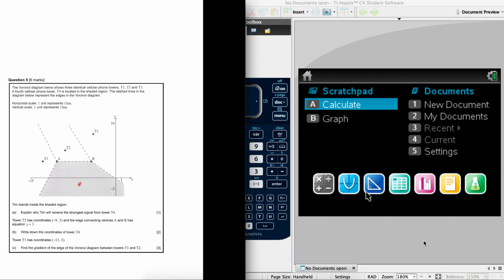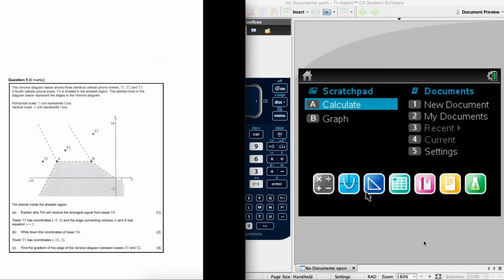Okay, so tower 4, we're told, is somewhere in this shaded section. Not sure where yet, but it's somewhere in there. The reason is that any of the points inside this shaded section is going to be closest to tower 4. Okay, so that's the purpose of the Voronoi diagram. Every point in the shaded region is closer to T4 as a cell tower.